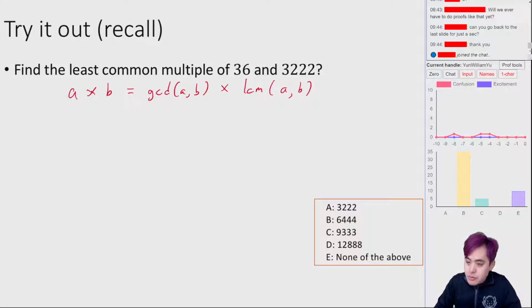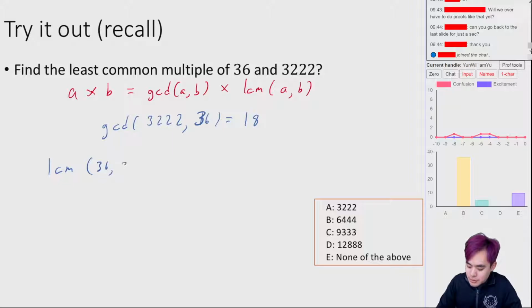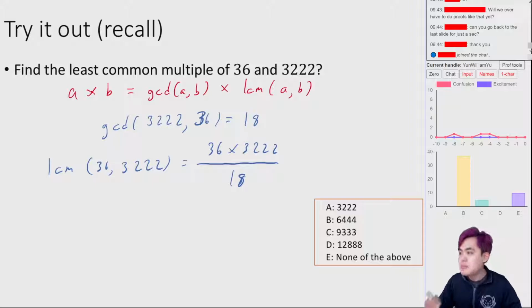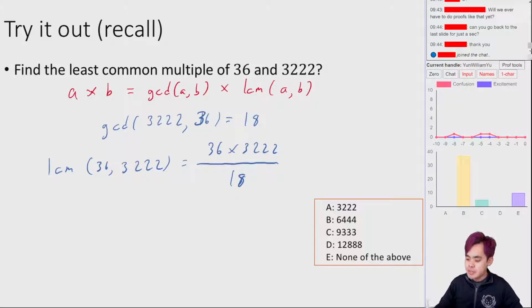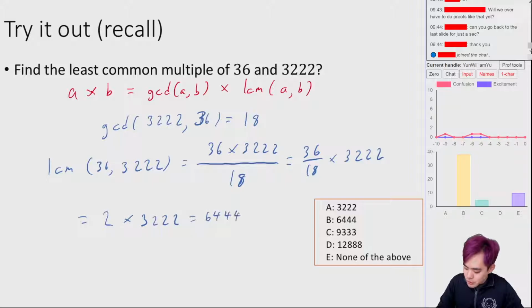So, we know the greatest common divisor of 3,222 and 36 is equal to 18. And so, therefore, the least common multiple of 36 and 3,222 is equal to 36 times 3,222 divided by 18. It would be a little bit of work to do this all by hand, to multiply out 36 by 3,222 and then divide by 18. But luckily, we can do this a slightly easier way, which is 36 divided by 18 times 3,222. That's equal to 2 times 3,222, which is equal to 6,444, which is again B.